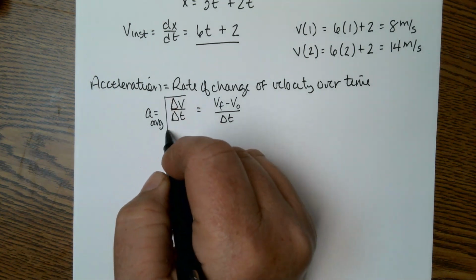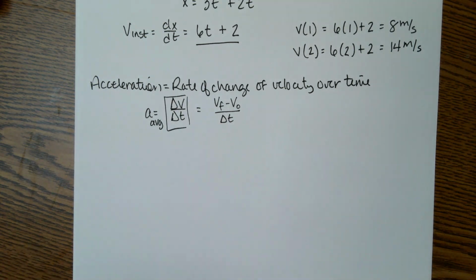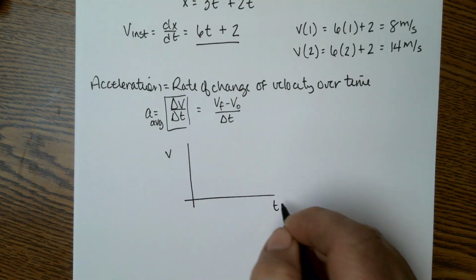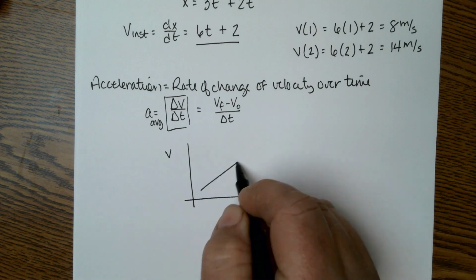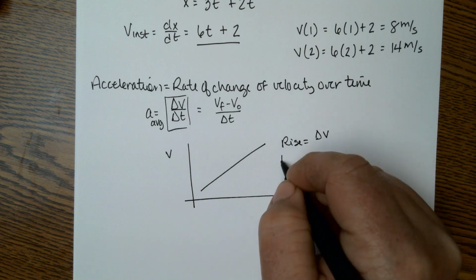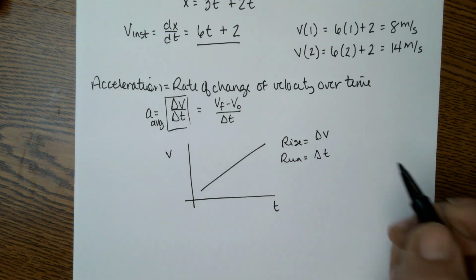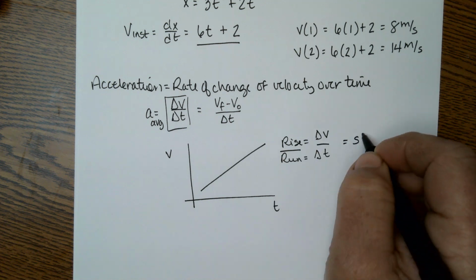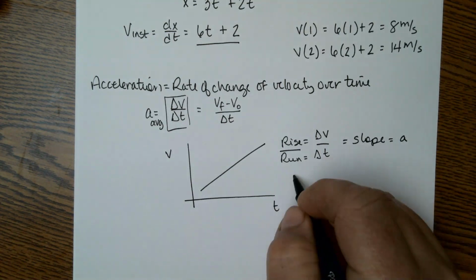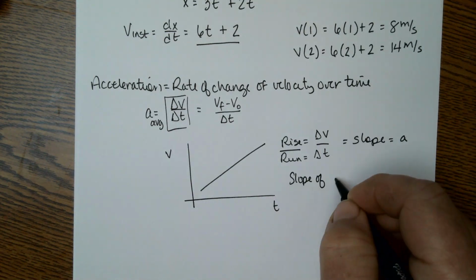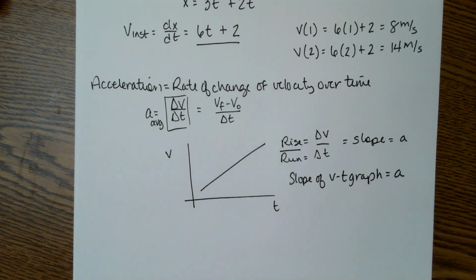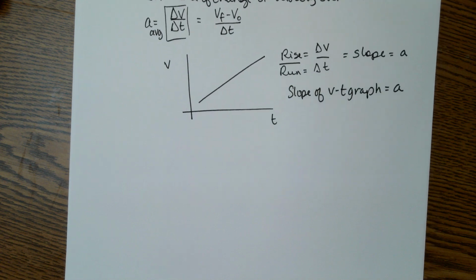Again, we look at this. Rates of change are slopes. So if I have a velocity time graph and I find the rate of change of it, the rise is going to be delta v. The run is going to be delta t. And rise over run is slope. And delta v over delta t is acceleration. So the slope of a vt graph is equal to acceleration. So if I calculate the slope of that graph, that's going to equal my acceleration.